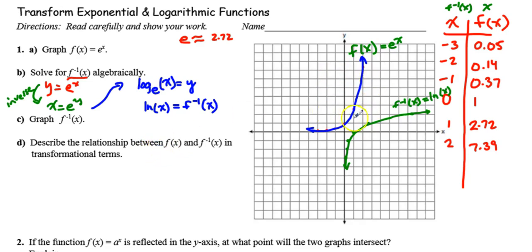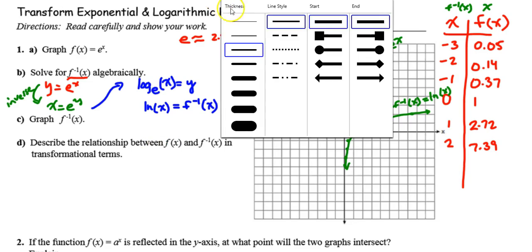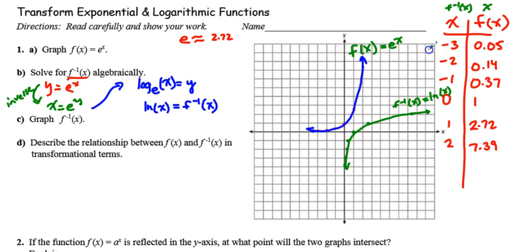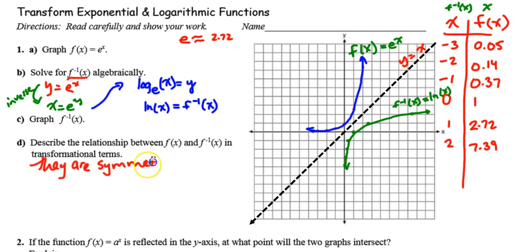Well, what's our relationship? Was there any symmetry here? Are there any transformations involved? Draw in the line of symmetry if you're able. Yikes, I thought it was going to come out straight. Let's try one more time. That's better. That's our line right there. The line y equals x is the line of symmetry. Let's label it. It's the line of symmetry between any function and its inverse. Okay, so we say they're symmetric about the line y equals x.